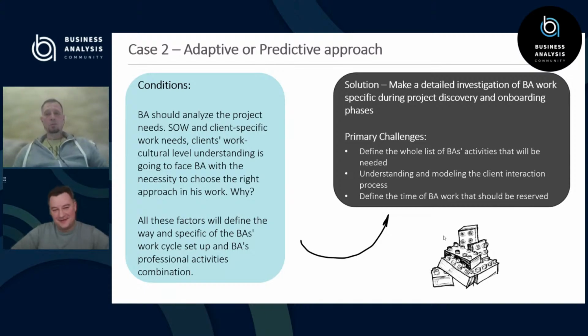Okay, so as you mentioned before, we have a case, we have some challenges. One of them defines the whole list of BA activities that will be needed, and pretty much this list will depend on the approach or methodology used on our current project, whether it's waterfall or agile. Depending on it, we should use a predictive or adaptive approach in our BA activities capacity planning. So how can we help with that?